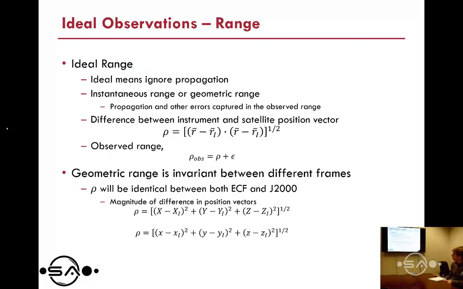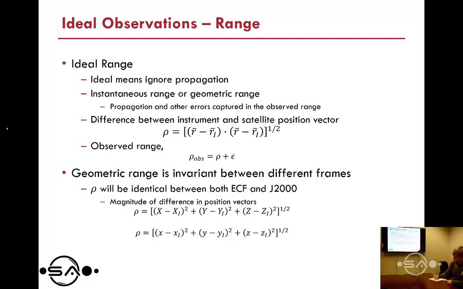So ideal range is geometric range. In other words, the instantaneous difference between the position vectors of the instrument and the satellite at some point in time. So propagation and other errors are not included. Even let's say I have a laser rangefinder, right? The laser rangefinder still has some time of flight, the speed of light times 2, in order to hit the target and come back, right?